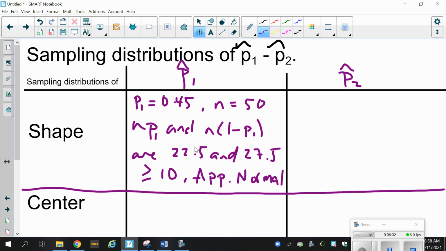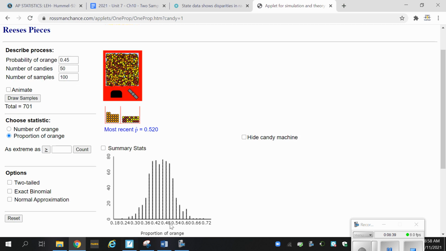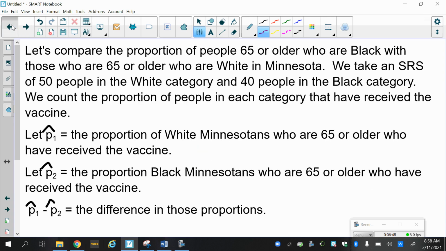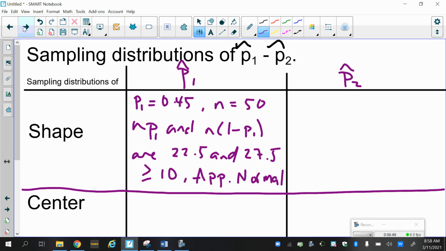The center of this sampling distribution we know is going to be at the truth. So in this case, it's going to be at 0.45. That's what the population proportion is. If we go back here, that's easy enough.